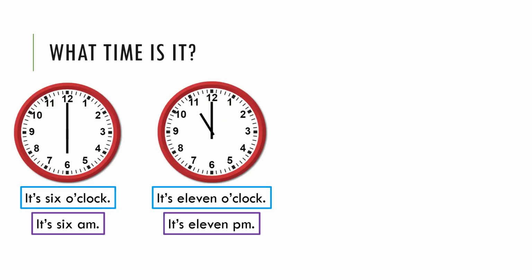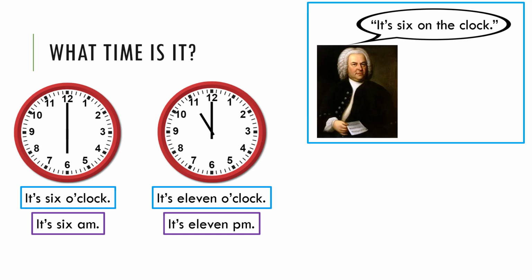Two things to remember here. First of all, let's talk about o'clock. It might sound a bit weird, but that's because of this. 200 years ago, people said it is 6 of the clock. Through the years, people made this shorter, and now we say it's 6 o'clock.